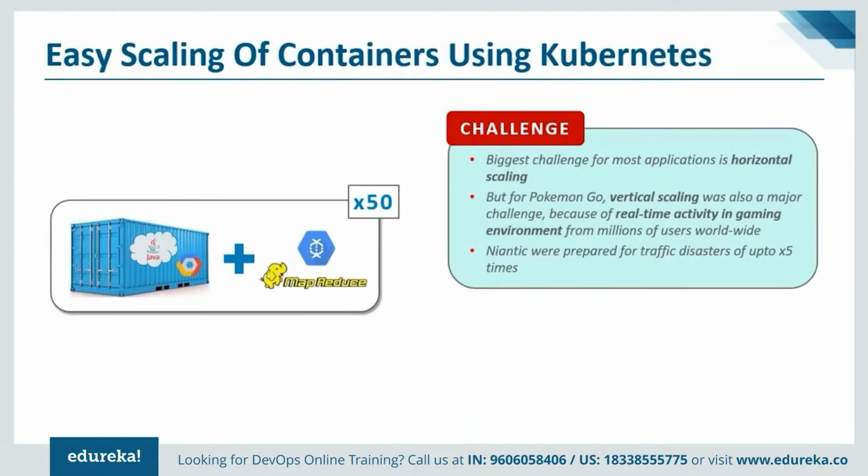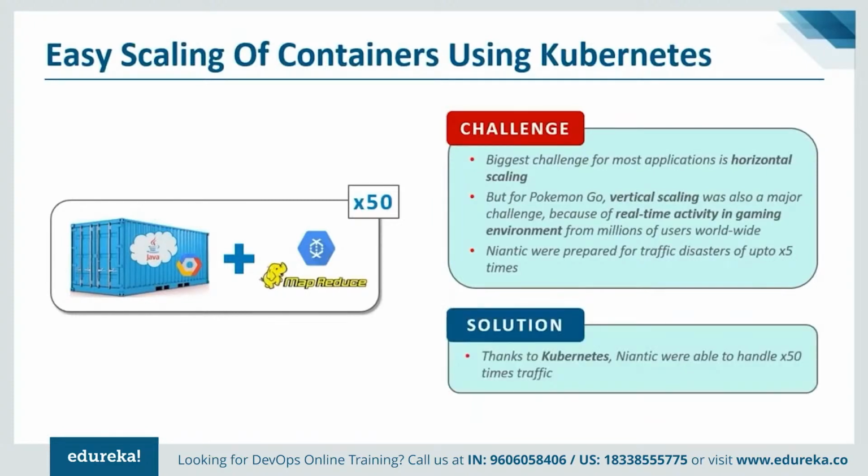So that is the challenge that they were presented, and thanks to Kubernetes, they could handle 50 times the traffic that they expected, which is like a very one-off story, and which is very, very surprising that something like this would happen. So that is about the use case, and that pretty much brings an end to this topic of how Pokemon Go used Kubernetes to achieve something.